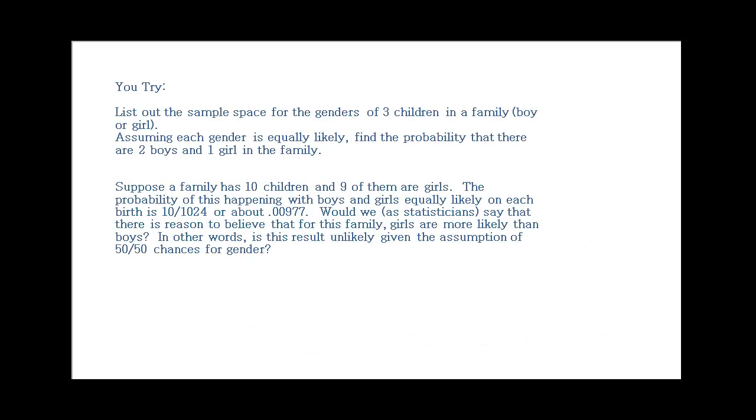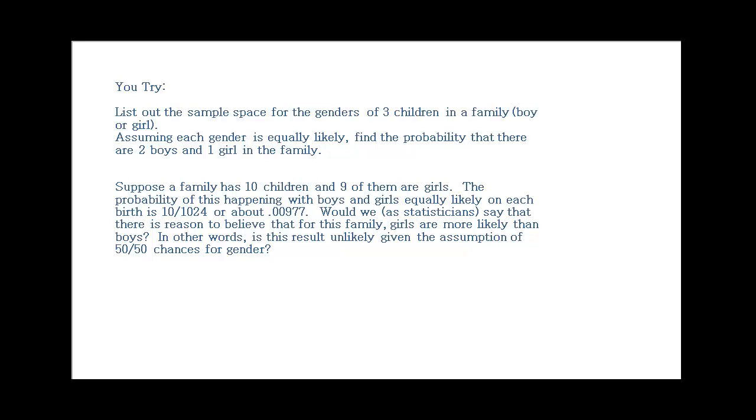To finish up, here's a couple questions for you to try. The first question is just a probability calculation. List out the sample space for the genders of 3 children in a family, so boys and girls. If you have 3 children, you could have, for example, a boy, then a boy, then a girl. That would be one possibility. Then, assuming that each gender is equally likely, find the probability that there are 2 boys and 1 girl in the family. So you'll use the sample space for that.